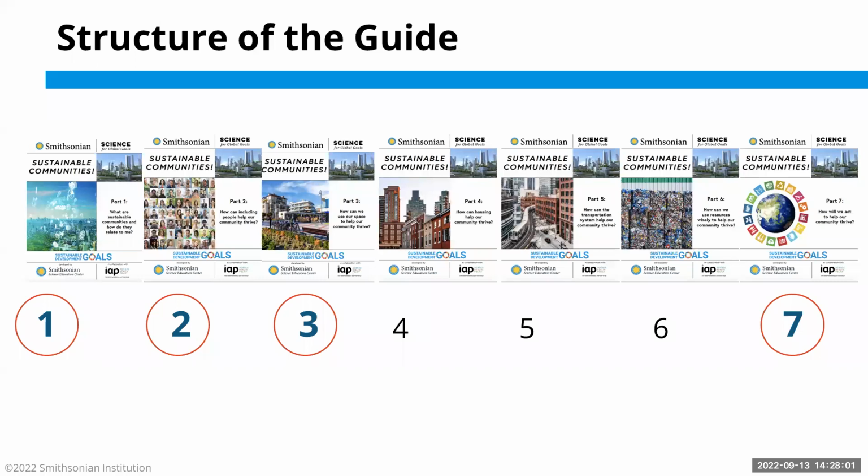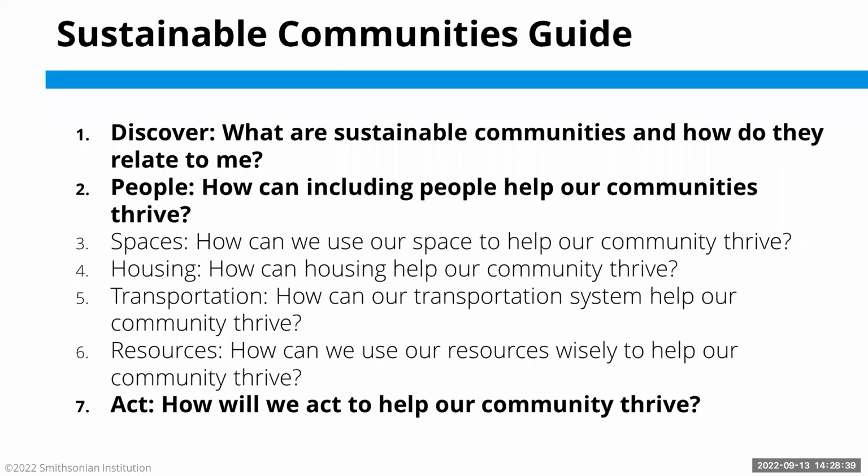Now that you have an overview of each part, and we'll go through each of parts 1, 2, 3, and 7 in our professional development, we have some recommendations for how you implement these in your classroom. As always, we believe that going through all the parts of the guide, from part 1, 2, 3, 4, 5, 6, all the way through part 7, is going to lead to the most successful implementation of the Smithsonian Science for Global Goals ethos and give your students the most depth.